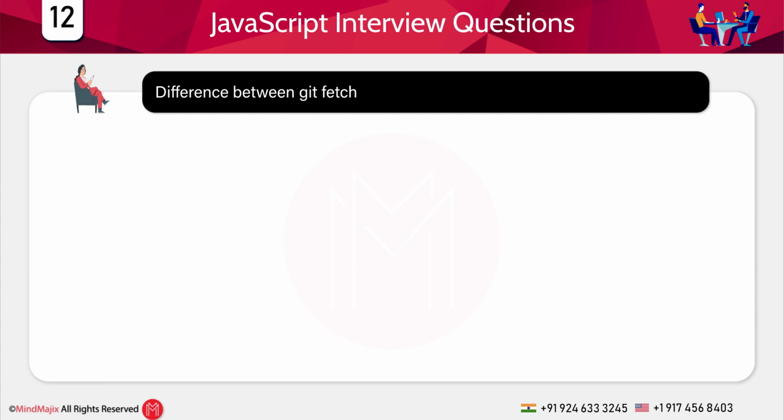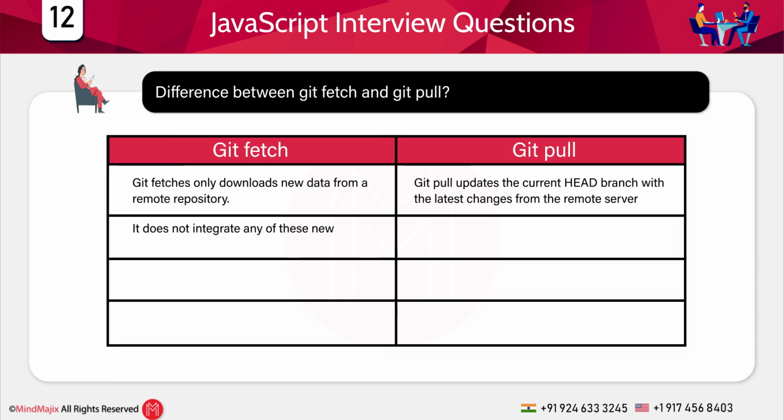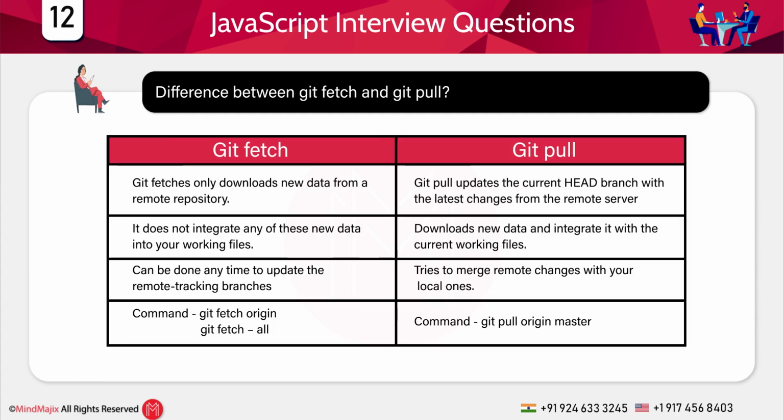Difference between git fetch and git pull. Git fetch only downloads the new data from the remote repositories. It does not integrate any of this new data into your working files. But git pull updates the current head branch with the latest changes from the remote server. Next difference, fetch can be done anytime to update the remote tracking branches. For example, the commands git fetch origin and git fetch --all.